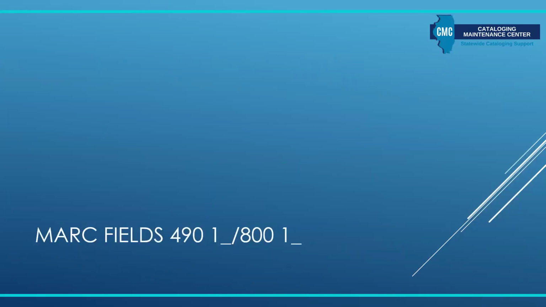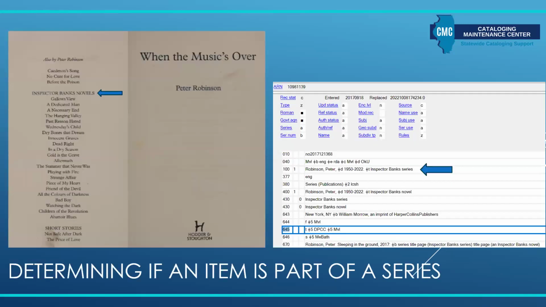All right, we're going to look at examples of MARC field combinations, 490 first indicator 1 and 800 first indicator 1. So on the left is a copy of the title page for When the Music's Over by Peter Robinson. On the verso is the list of books written by Robinson, including the Inspector Banks novels. The OCLC screenshot on the right is the authority record for the Inspector Banks series. The series title is in the 100 field, so the series will appear in the 800 first indicator 1, which is series added entry, personal name, surname, in the bibliographic record.